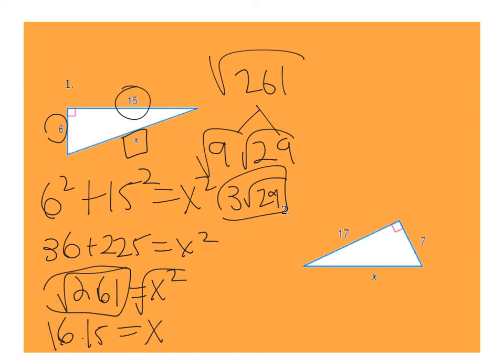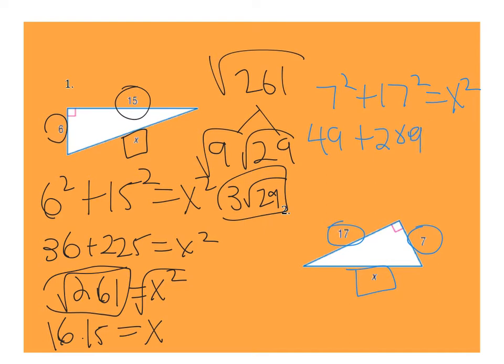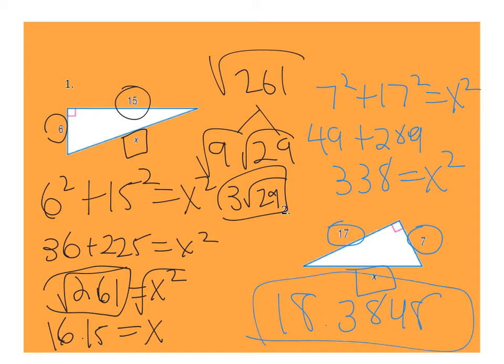All right, number 2. 7 is a leg, 17 is a leg, x is your hypotenuse, so that's going to be 7 squared plus 17 squared equals x squared. 7 squared is 49. 17 squared is going to be 289. So you're going to add those two together, then square root that, and I get 18.3848. Okay, look at the instructions, figure out what they want. If they want a simplified square root, that's this one. If they're okay with the decimal, that's fine.